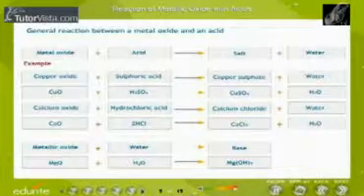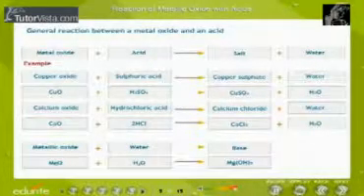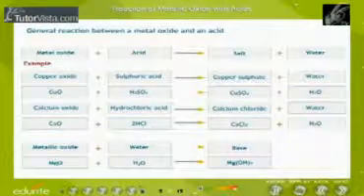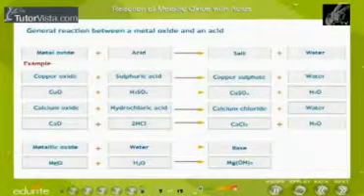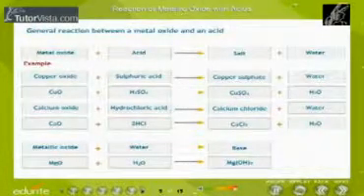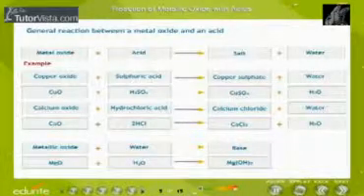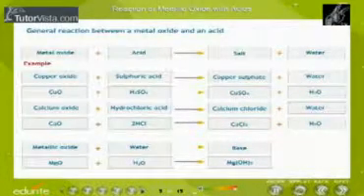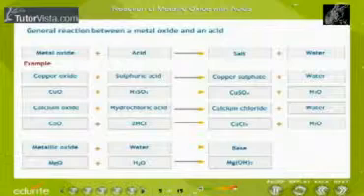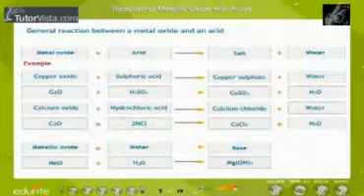Reaction of metallic oxides with acids. Metallic oxides react with acids to give salts and water. This is similar to the reaction of a base with an acid. Metallic oxides are said to be basic oxides.